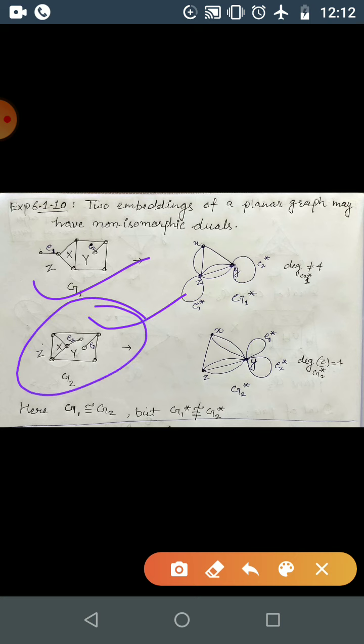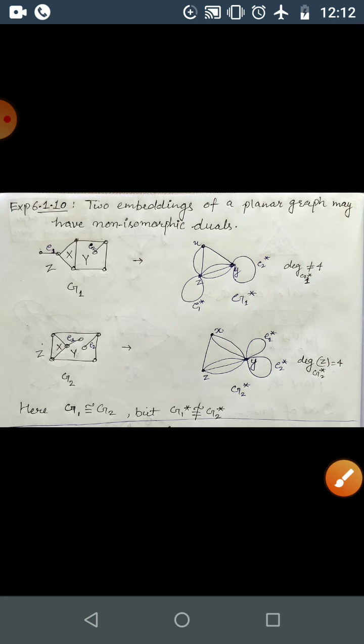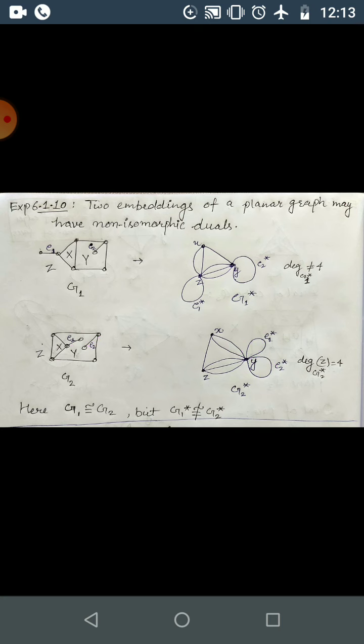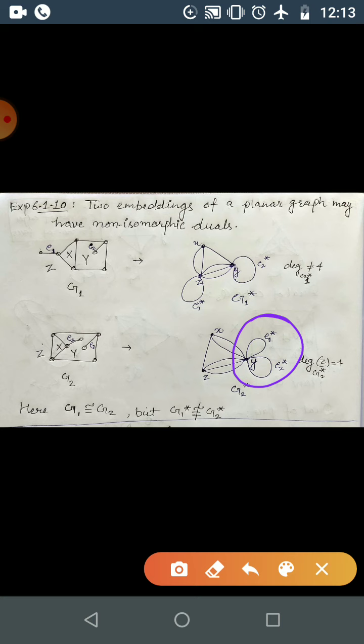The planar embedding for this G1 is also written as this one, and the dual for this one we are getting is this one, because in this graph E1 and E2 are on the boundary of Y only. So here we will be getting two multi edges, that is two loops on Y. So two loops on Y and two multi edges between X and Y, because these two edges have the same faces on both sides, correct. So Y and Z there will be three multi edges.